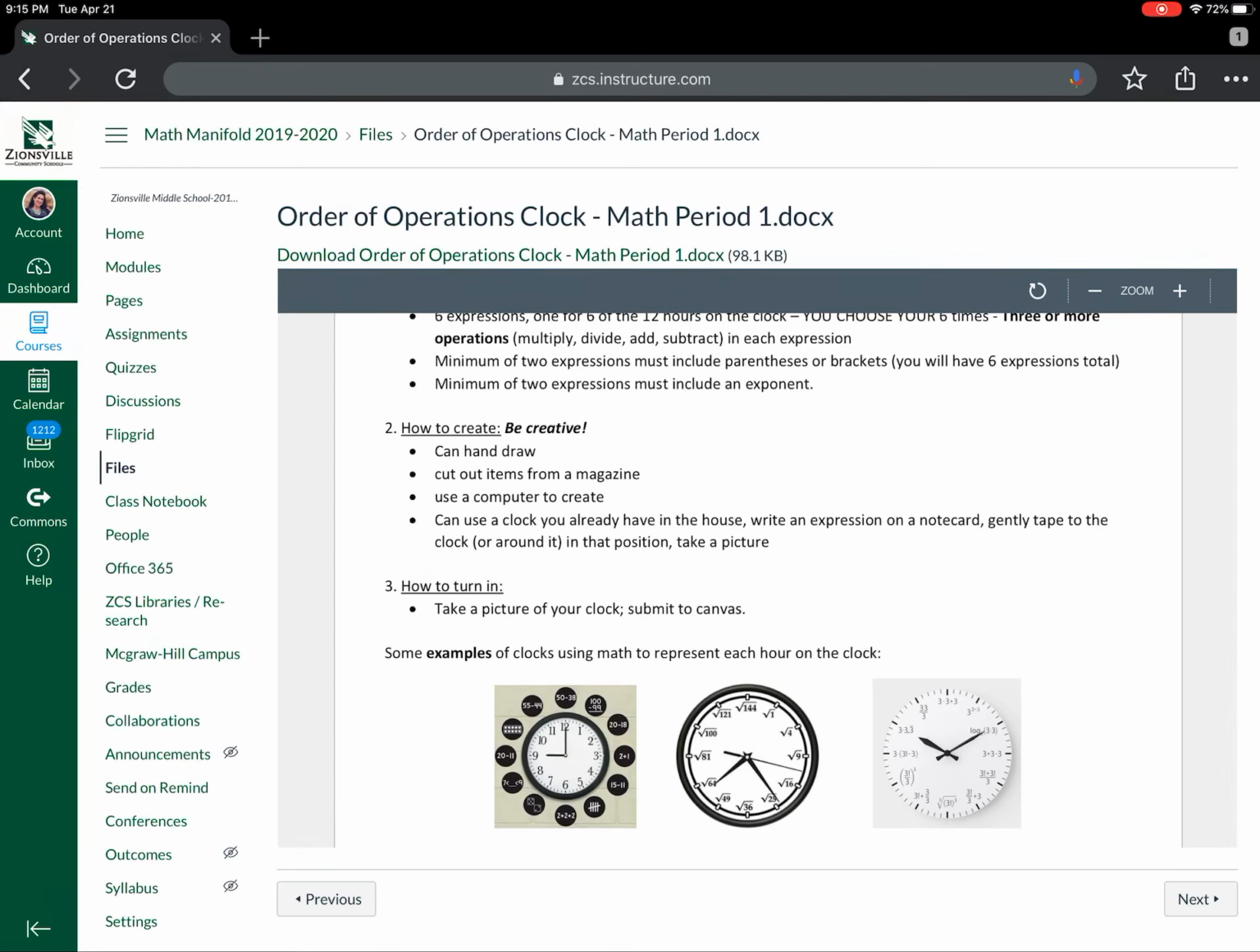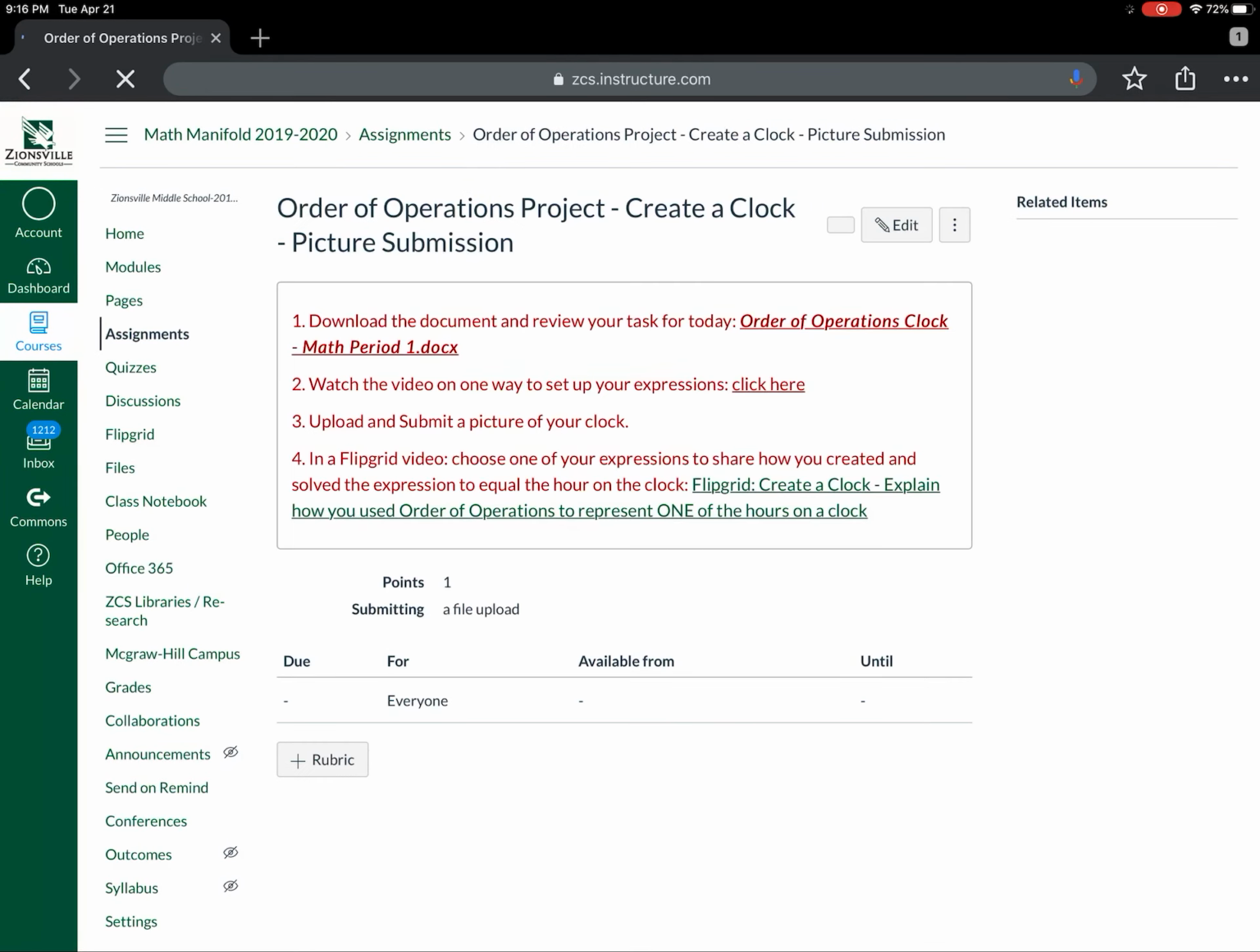And I've just included some examples here of different clocks. One that is more what we did with renaming numbers. There's one all with representing by square root. And then there's another one that is actually a much higher level math, more high school, college level, but all again representing the hours on a clock. So just some examples to get your brain flowing.